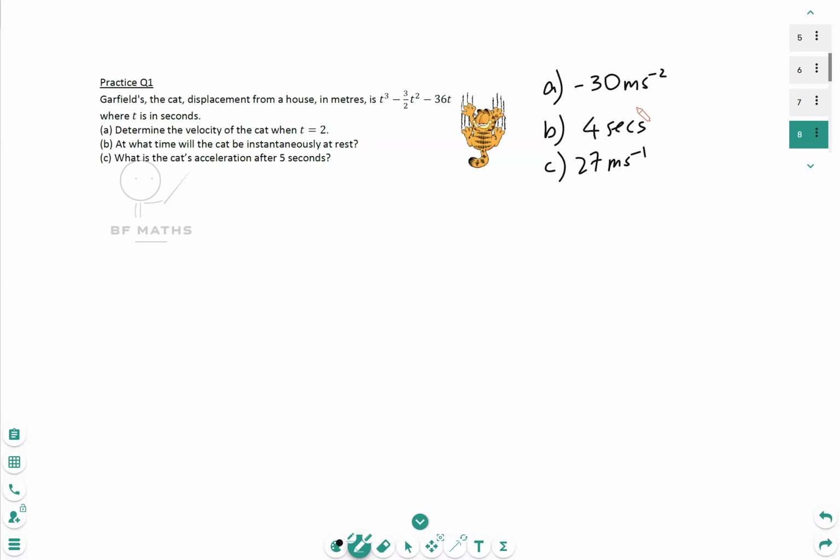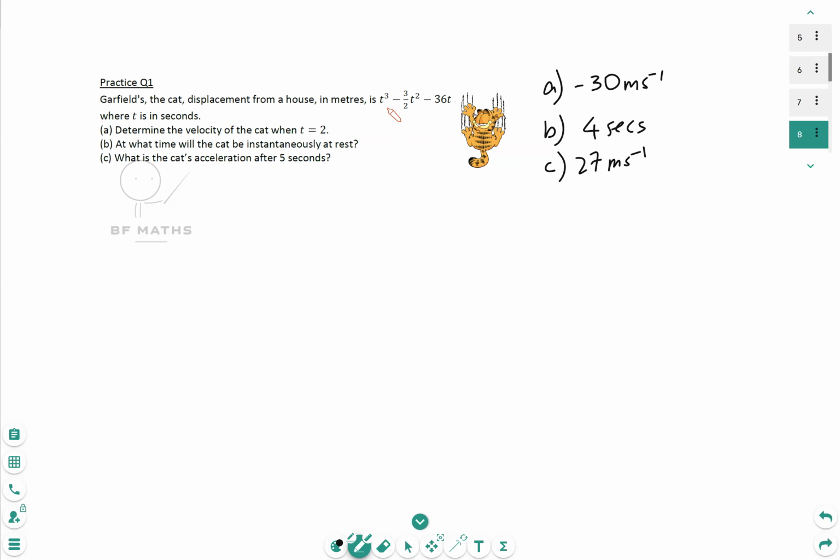Here are the answers. A is negative 30 meters per second. B is 4 and C is 27. If you got it right, well done, that's the end of the lesson. Bonus, a short lesson. Otherwise, let's have a go.